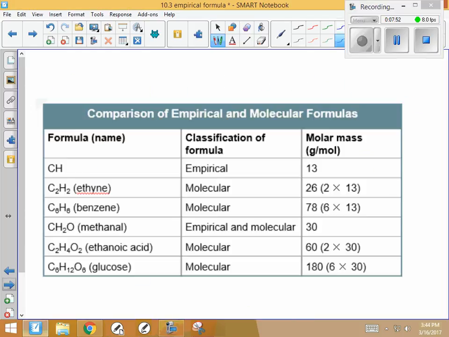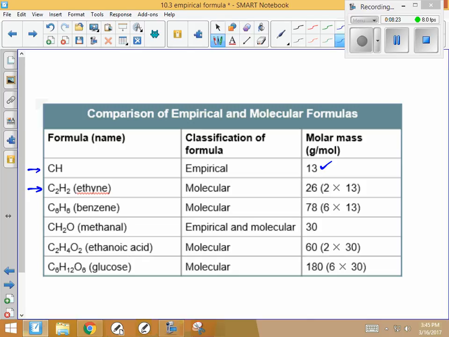Now that you've had a chance to complete those, I just want to show you this chart real quick. It's a comparison of empirical and molecular formulas. First of all, we'll start with CH. There is no molecular formula CH. It wouldn't make sense in covalent bonding. So this is an empirical formula, and its molar mass is 13. The molecular formulas related to that are, if you multiply C by 2 and H by 2, you will get C2H2, which is ethyne.